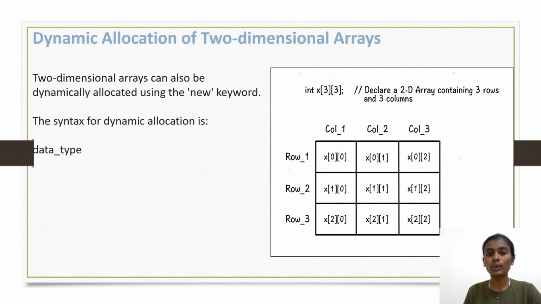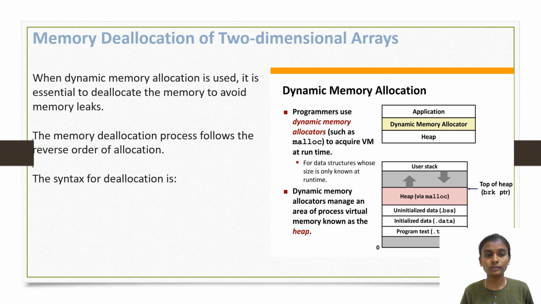Dynamic allocation of two-dimensional arrays. A single pointer can be used to dynamically allocate a 2D array in C. This means that a memory block of size row times column times data type size is allocated using malloc, and the matrix elements are accessed using pointer arithmetic. Two-dimensional arrays can also be dynamically allocated using the new keyword. The syntax of dynamic allocation is data type.